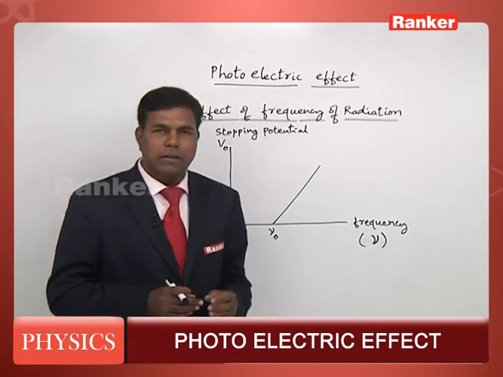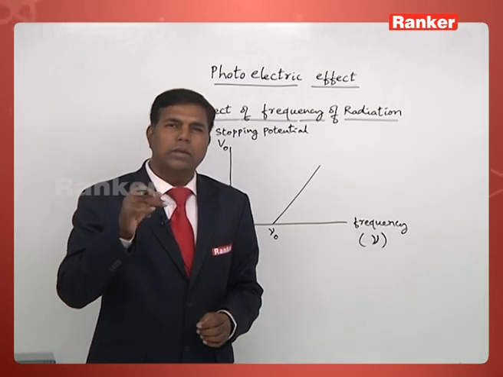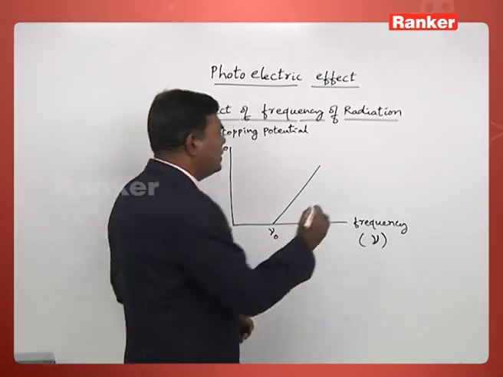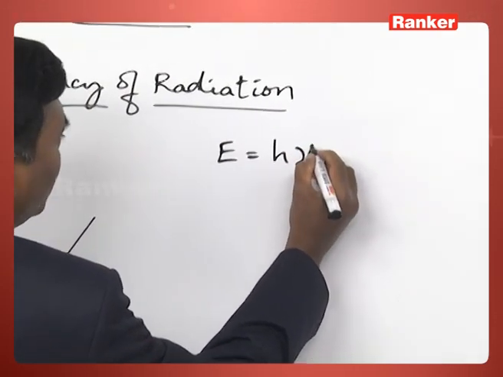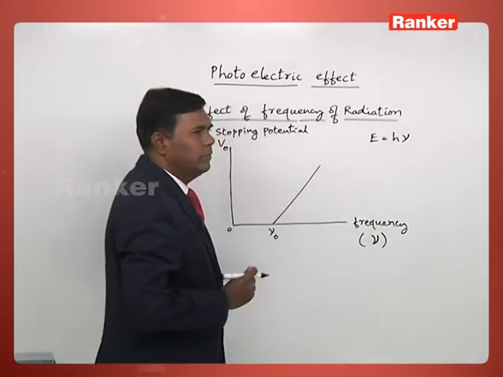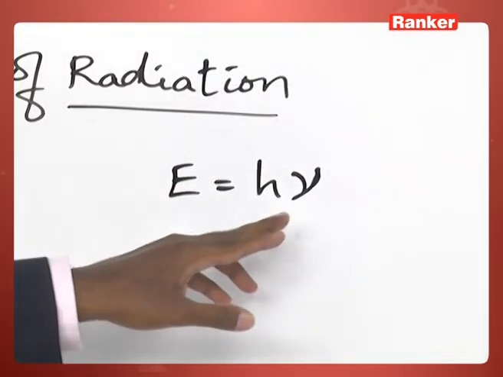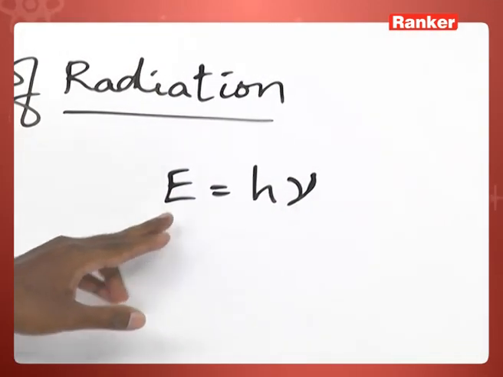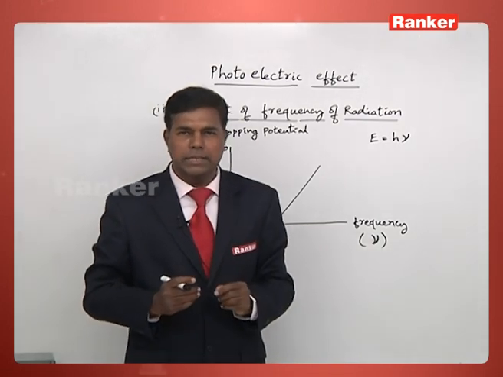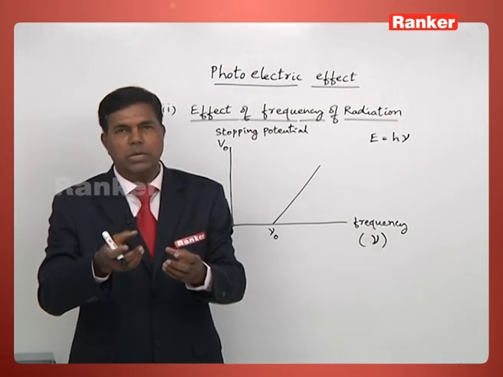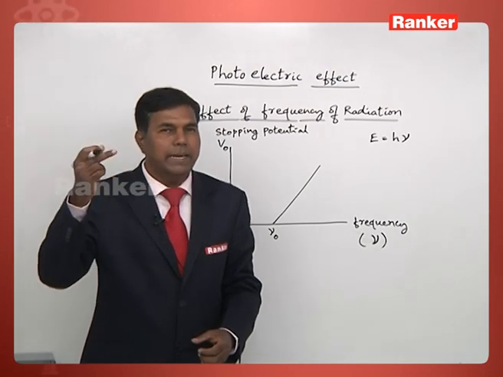Why this happens is, when the frequency of radiation increases, the energy of each photon also increases. Remember, energy of each photon is equal to h nu. In this, nu stands for the frequency of radiation. h is a constant, Planck's constant. Therefore, when you increase the frequency of radiation, energy of each photon also increases. When the energy of photon increases, accordingly that energy is absorbed by the electron in the metal. Therefore, the emitted electron also has a greater energy.